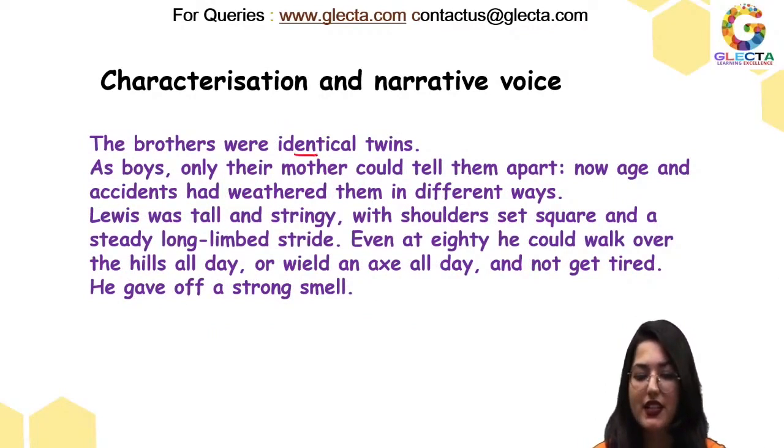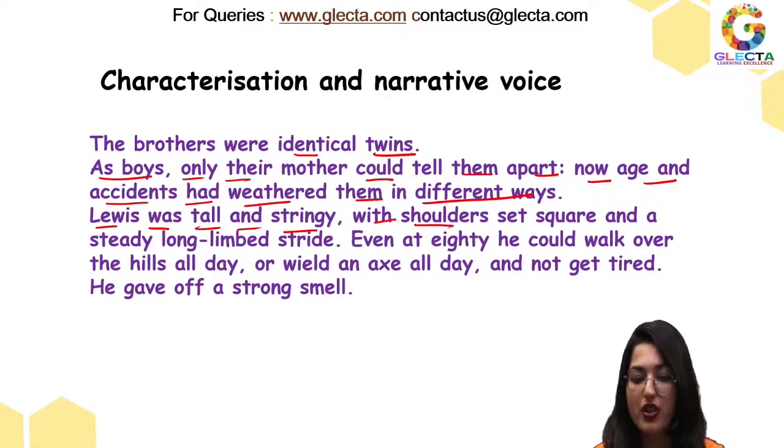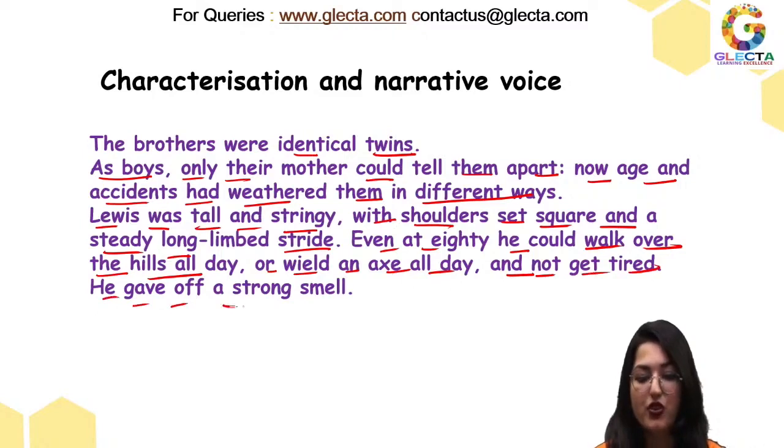The brothers were identical twins. As boys, only their mother could tell them apart. Now age and accidents had weathered them in different ways. Lewis was tall and stringy, with shoulders set square and a steady long-limbed stride. Even at 80, he could walk over the hills all day, or wield an axe all day, and not get tired. He gave off a strong smell.